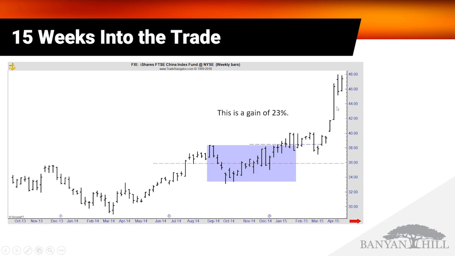This is always a decision point. When you have your gain, should you just take it and walk away? And you certainly can. In this case, you would have had a gain of about 20% had you taken it at the price target. Overall, we end 15 weeks into the trade up 23%. That's assuming we didn't take our profit at the target.